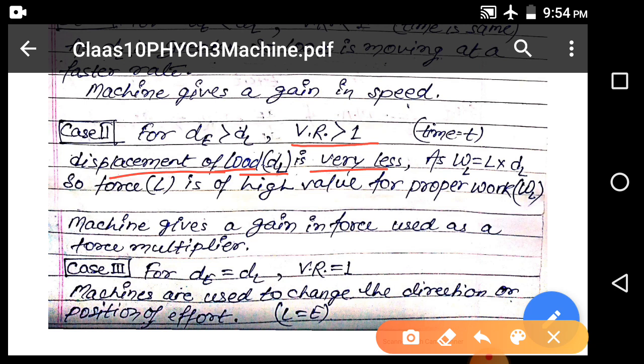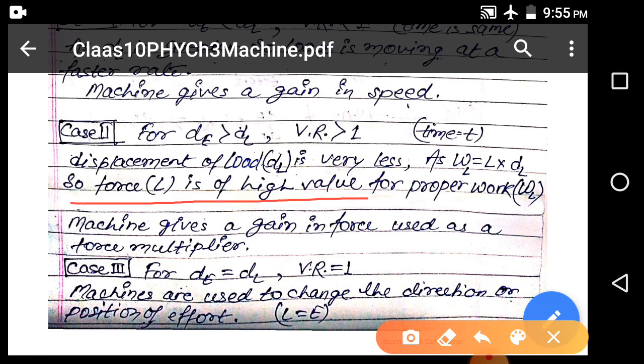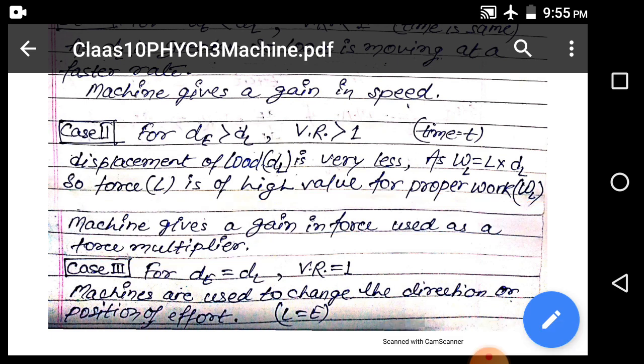So here the work done is equal to load into the displacement. See, so finally the force L is of high value for the proper work, and as the load is of high value, that means this kind of machine gives a gain in force and is used as a force multiplier.